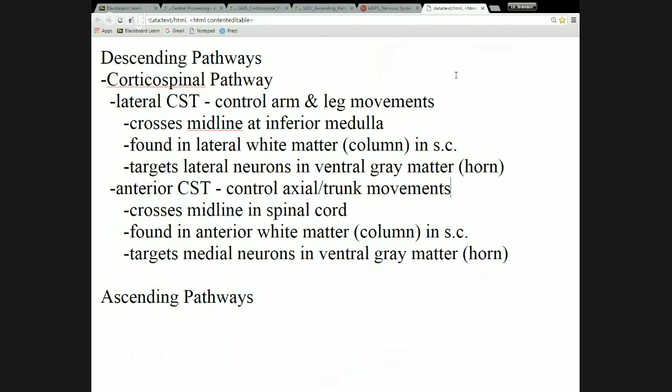Okay. Whereas the lateral corticospinal tract, controlling the arms and legs, acts basically independently of each other. Now, I say basically independent because we do need to recognize that you need to keep your balance. And so if you're moving your right arm, you're going to be doing something on the left side of your body to counteract that movement.